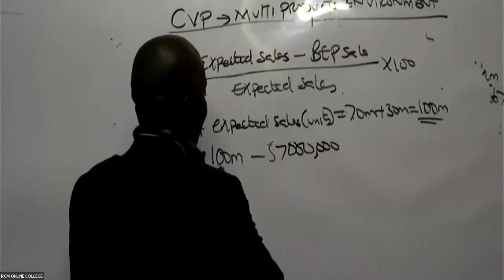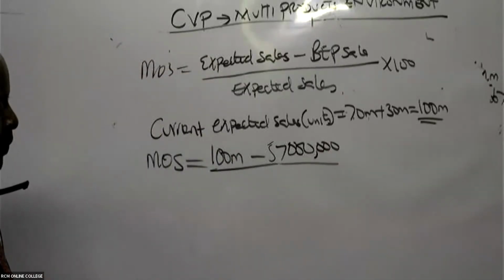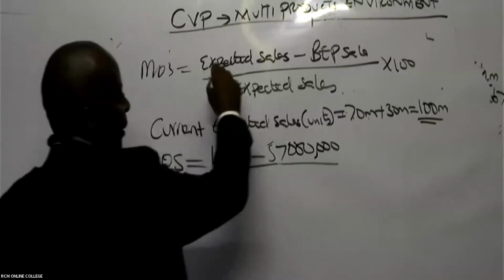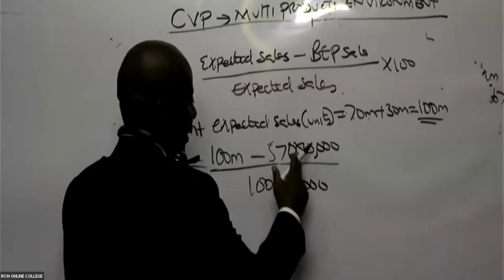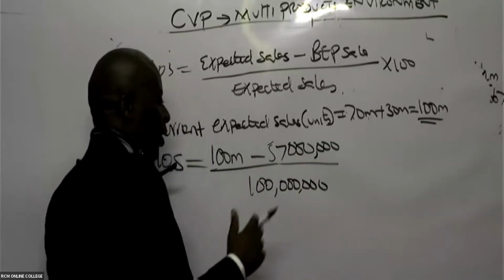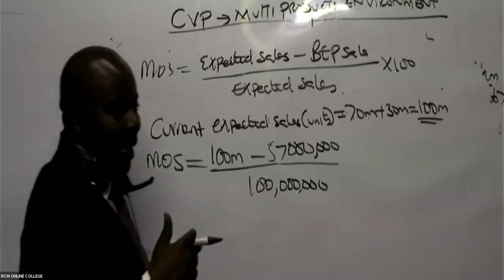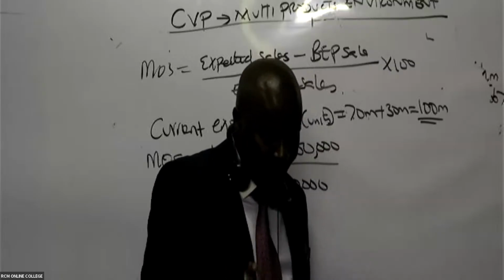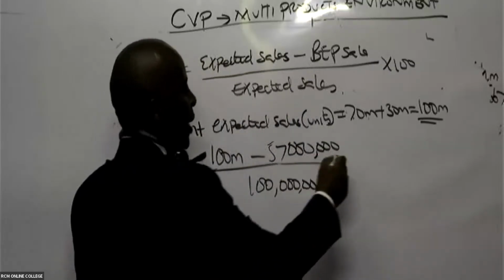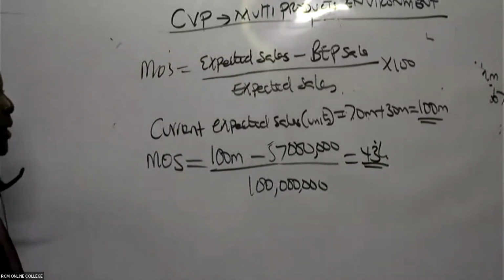divided by what figure here? Divided by expected, which is what here? 100 million, yes. So please take this minus this. Whatever answer you get, you divide by 100 million. Whatever point something you get, you multiply by 100% and then give me an answer. We are getting 43%. 43%. Thank you so much. That is really great.